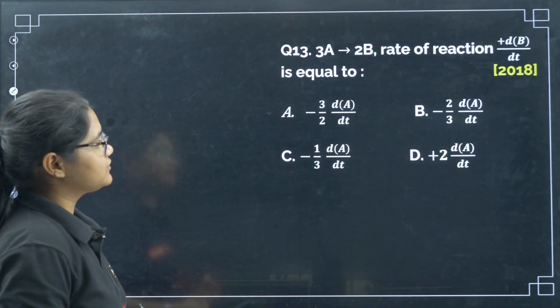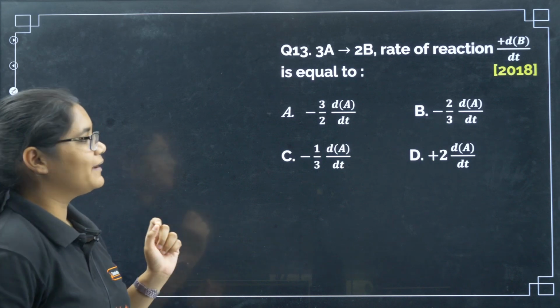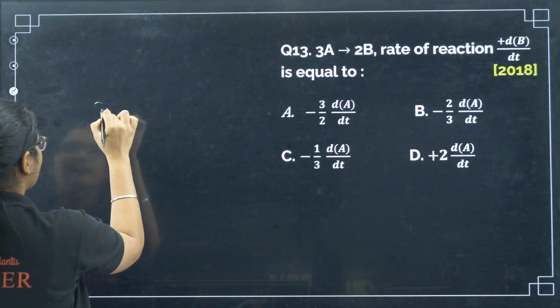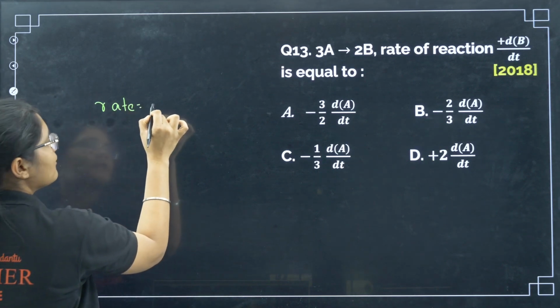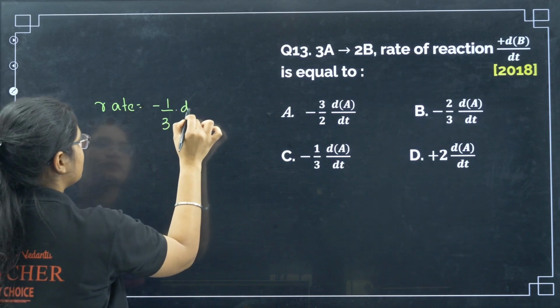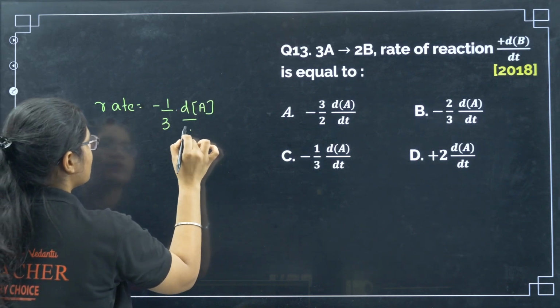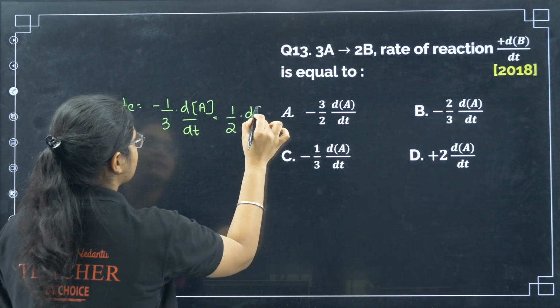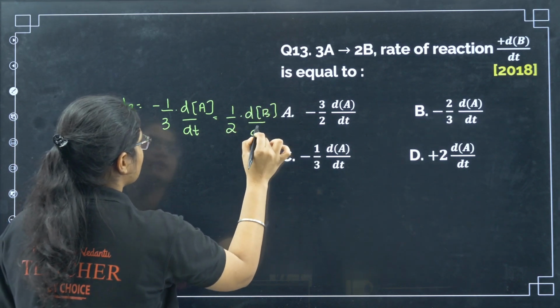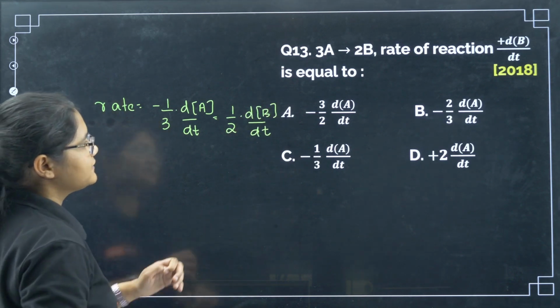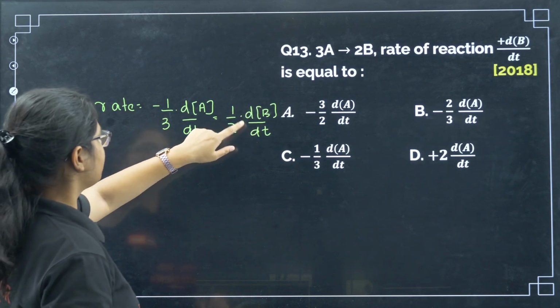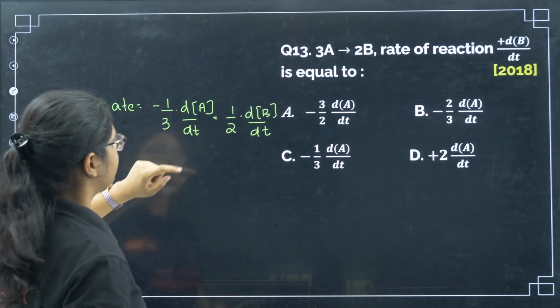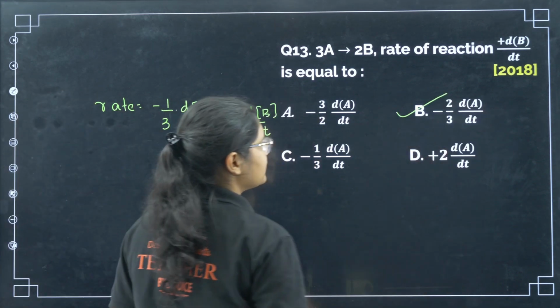Next, 3A plus 2B, the rate of the reaction dB by dt is equal to... So I have rate is equal to minus 1 by 3 dA by dt is equal to 1 by 2 into dB by dt. Right? So now what I can say here is that dB by dt will be equal to 2 by 3 of dA by dt. So that is option number B.